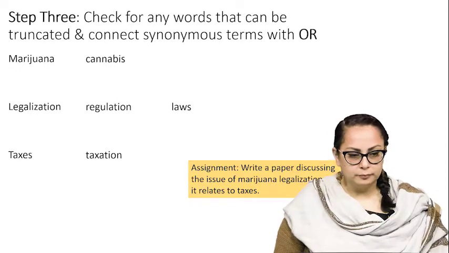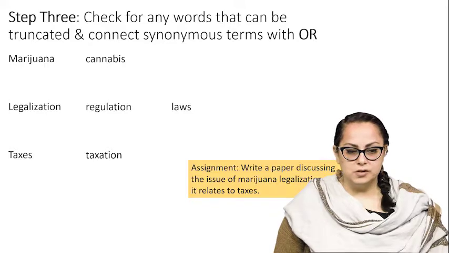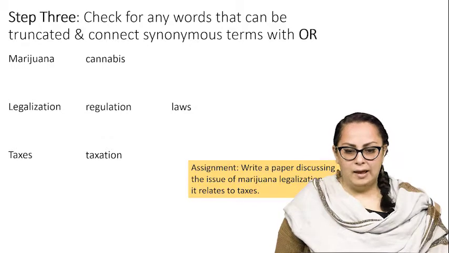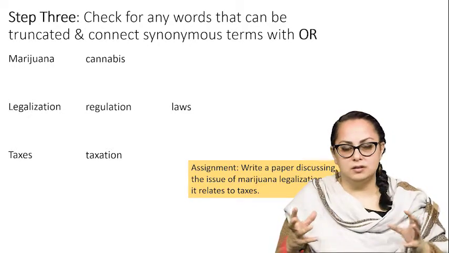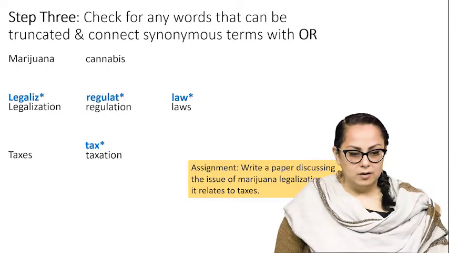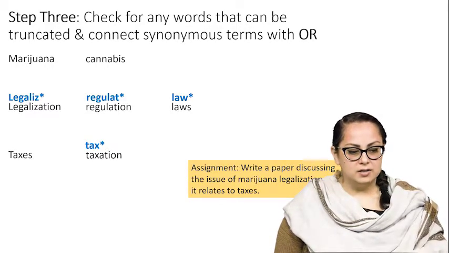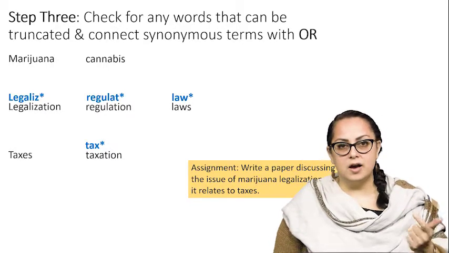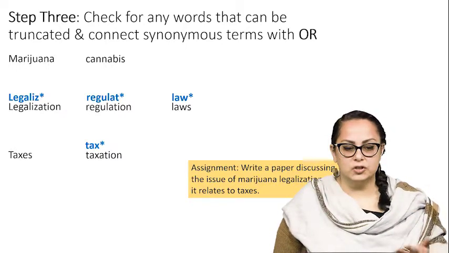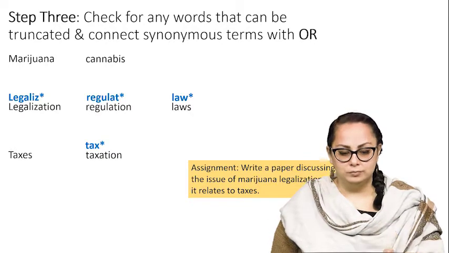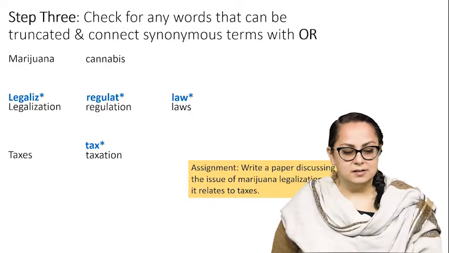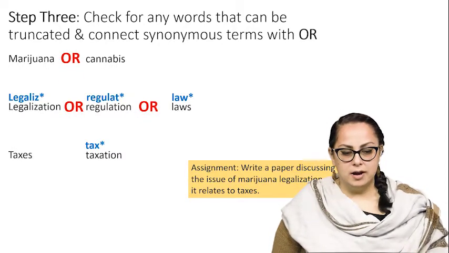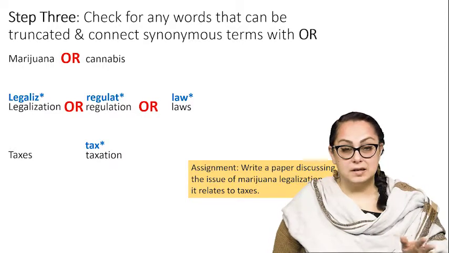So the next step that we want to do is look for opportunities to truncate and add and then connect the synonyms with or. So if we look at these words, we have legalize, legalization might be truncated to just be legalized, so that we could get legalize, legalized, legalizing, all different versions, regulated, law or laws. Now in the case of taxes, taxes and taxation have the same root, so we can just use tax and truncate it. We're going to go ahead and add the ors in between the synonyms.